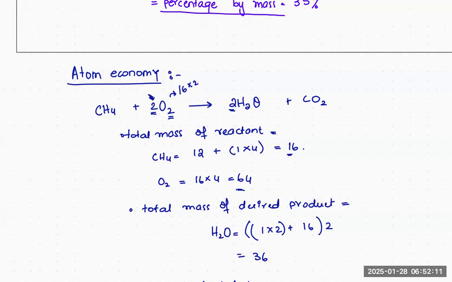Otherwise, if they say find the molecular mass of water, you will simply calculate the molecular mass of water. So 1 multiplied by 2 plus 16. You will not multiply it by 2. Why? Because molecular mass is just the mass of that one molecule. We don't need to multiply it by the total number of molecules. So this is how you guys are going to find your atom economy.